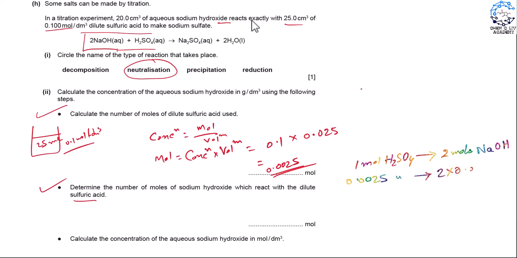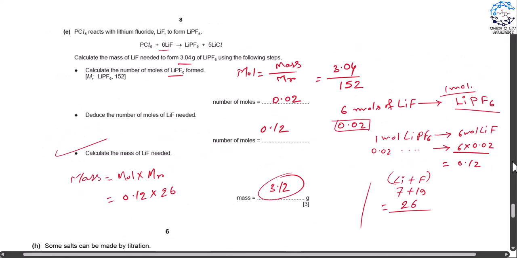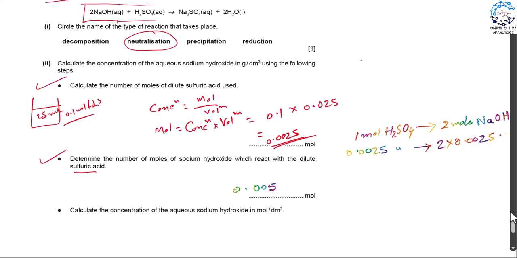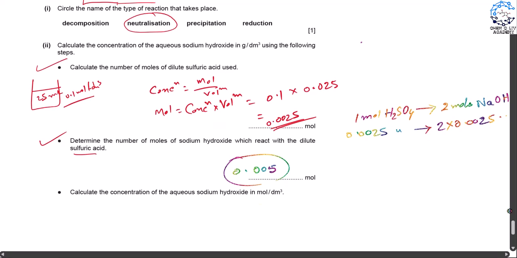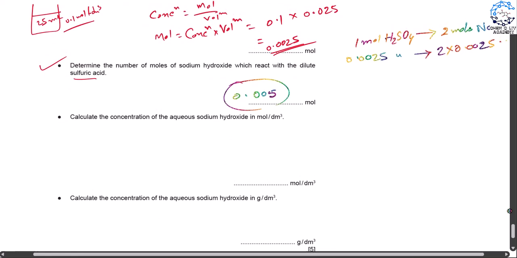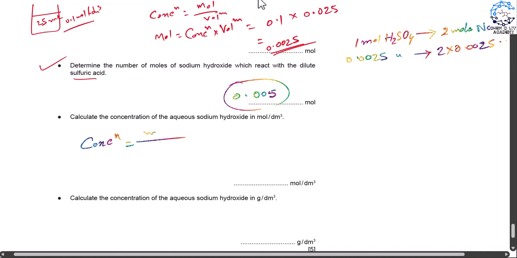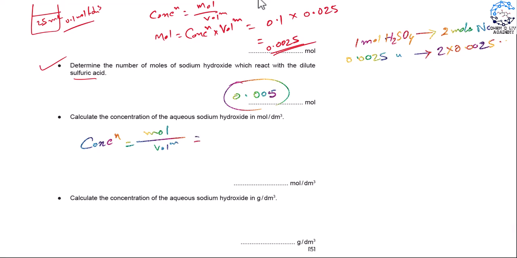0.0025 mole of H2SO4 is going to react. So 2 into 0.0025 moles of NaOH, so that will be equal to how much? 0.005. Okay, this is the amount of moles which is reacting with the sulfuric acid. Now calculate the concentration of the aqueous sodium hydroxide solution in mole per decimeter cube. So concentration equals mole divided by volume. Now mole we got 0.005 mole.